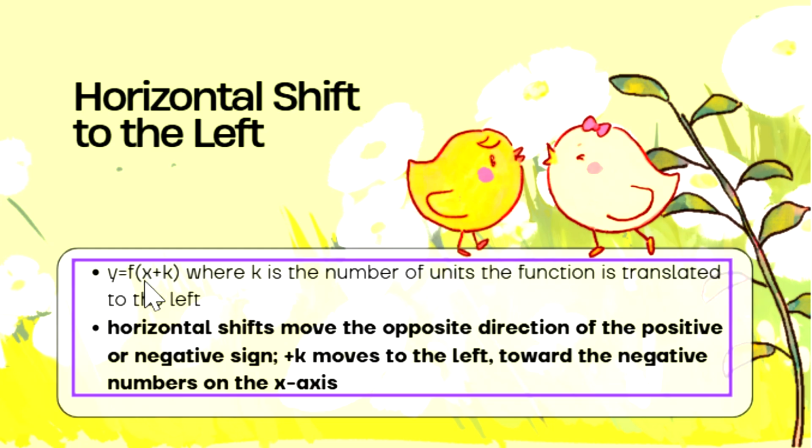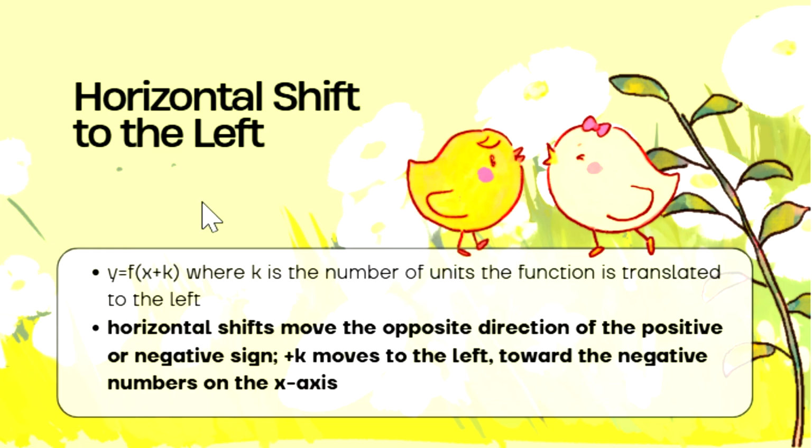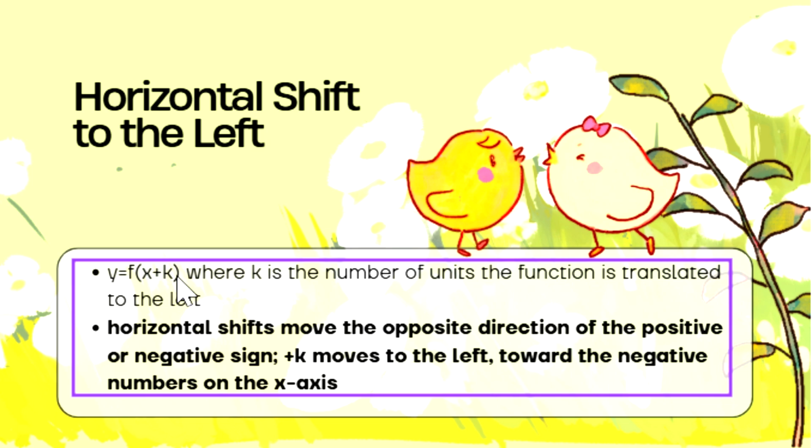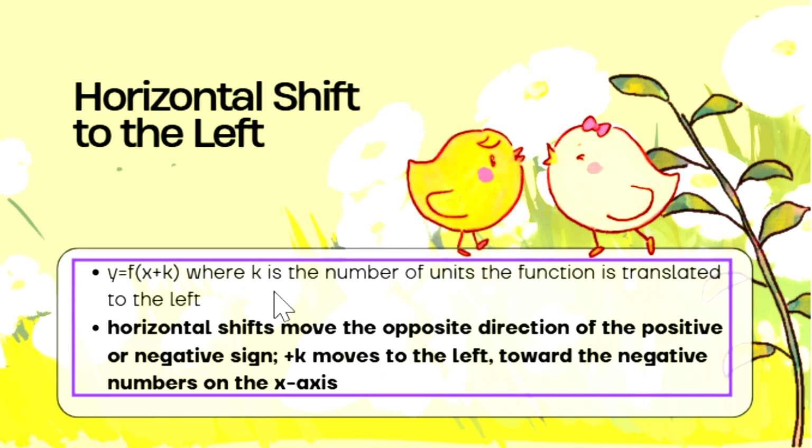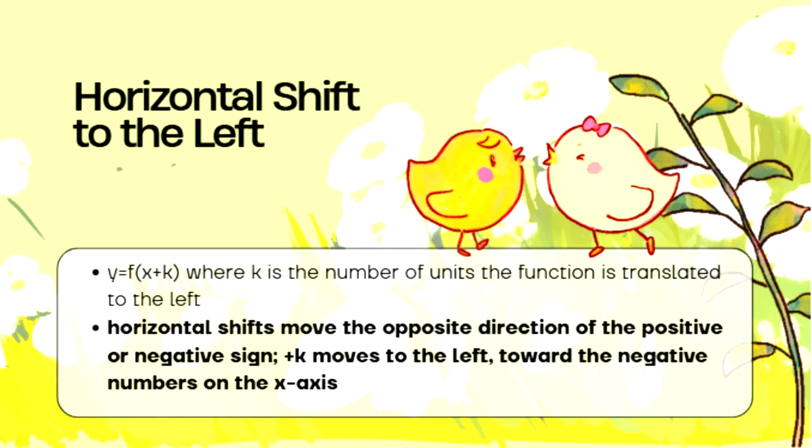X wants to be on the x-axis. It wants to be oppositional. It wants to be contrary. So just remember that if it says plus k, we're going in the opposite direction. We're going to the left. Okay, this is the only thing that's tricky about this.